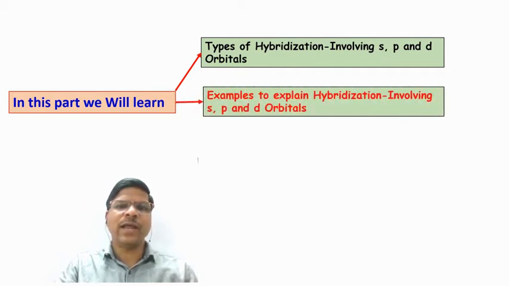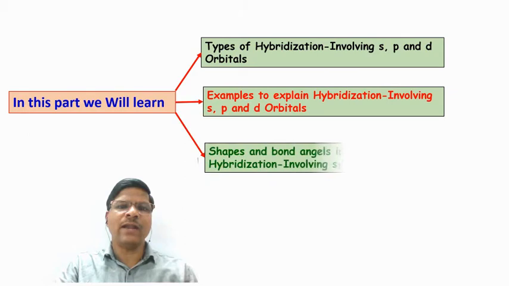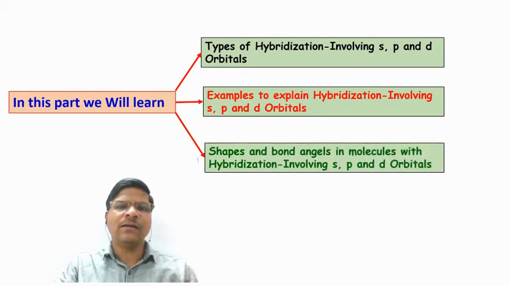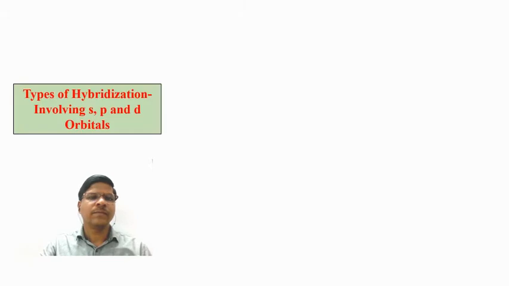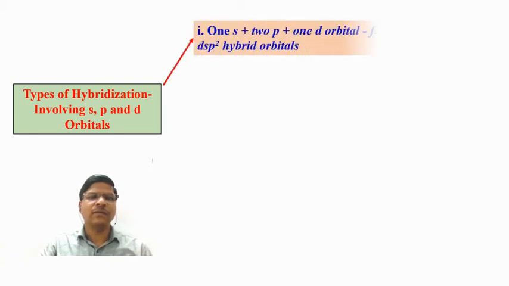We will see examples to explain hybridization involving s, p and d orbitals, and the shapes and bond angles in molecules with such hybridization. So these are the three parts we have to learn in this lecture. What are the types of hybridization involving s, p and d orbitals?